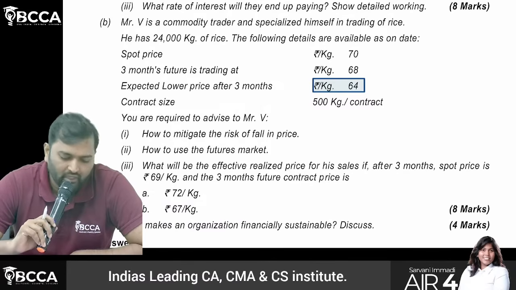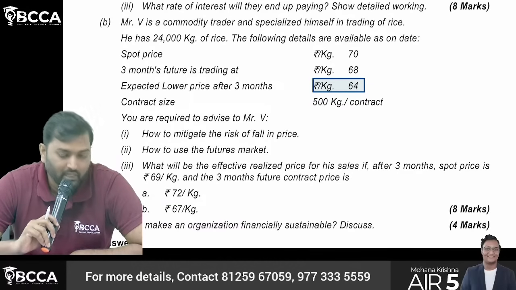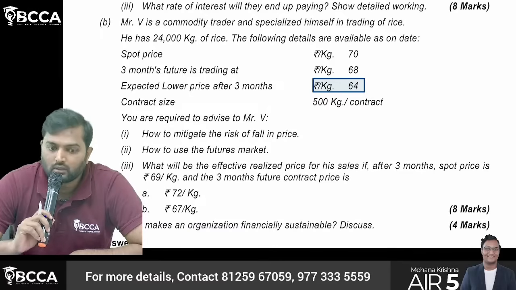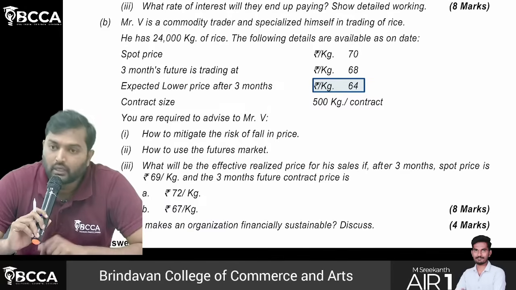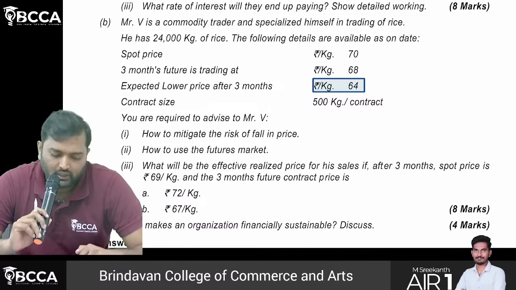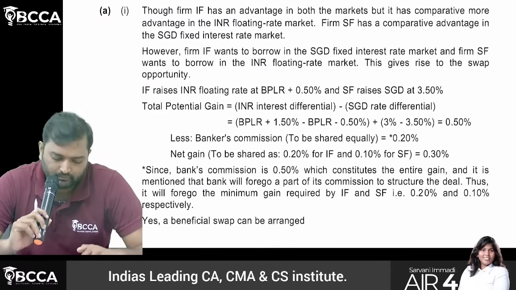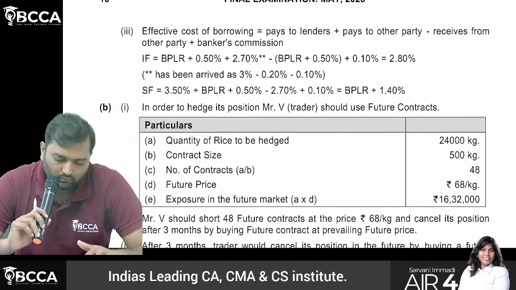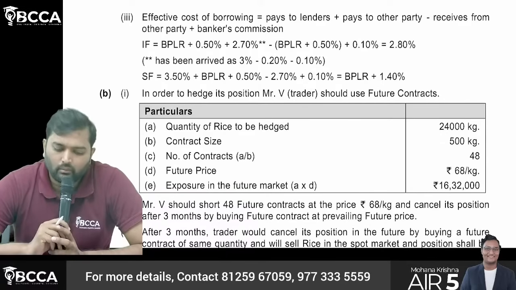Right now he is holding 24,000 kg of rice. In future the price might decrease, yes or no? So tell me how to reduce the risk. Simple. He should take which position? So how to mitigate the risk?